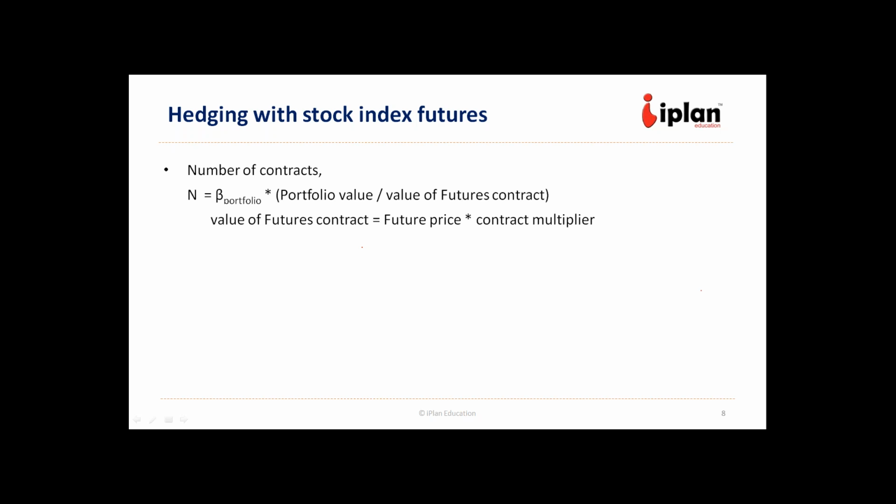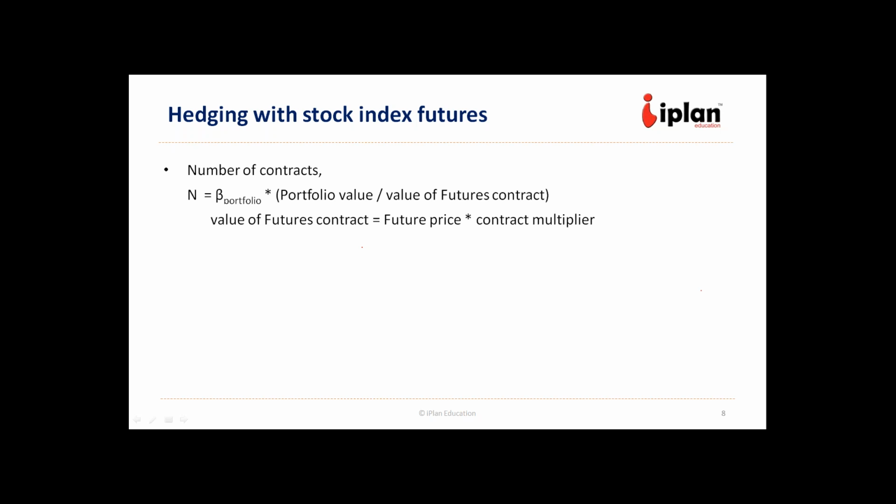Okay, so index is what? Your market. Normally S&P 500 is the market, represents the entire market. The Nifty is a broader index which represents the entire market. So you have to get the portfolio beta, and the portfolio value, and you can calculate the number of contracts to buy or sell.